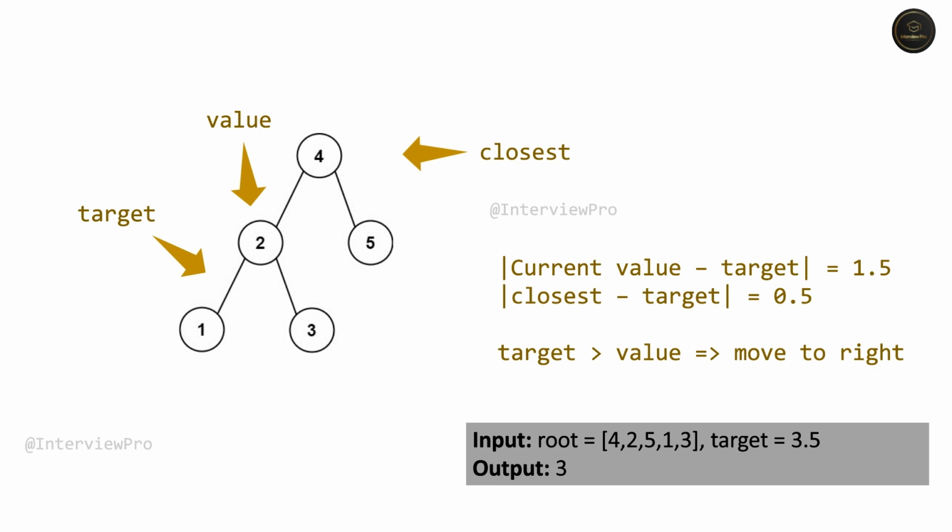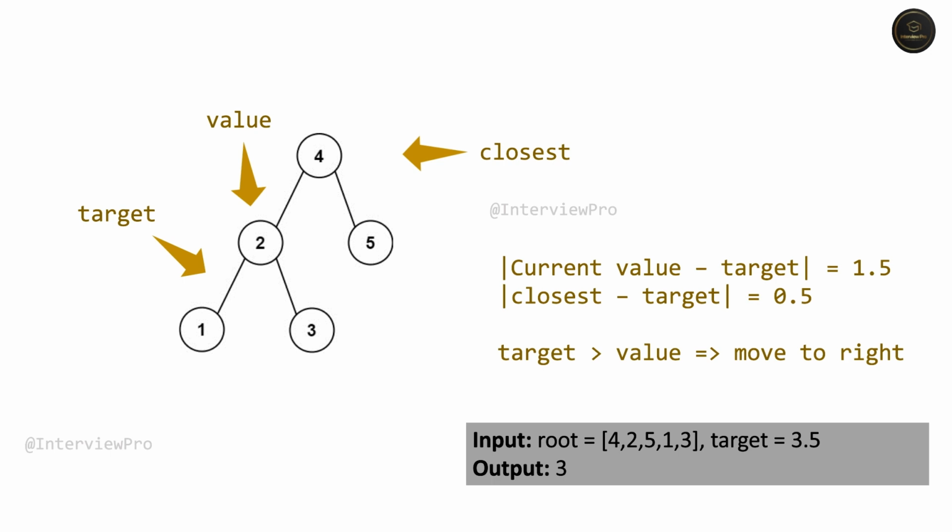And what is the difference now from target to the current value? It is 3.5 minus 2, which is 1.5. And what is our previous difference? It was 4 minus 3.5, 0.5. So when we compare 4 and 2, what is the closest value to the target? The one with the distance 0.5, right? So 4 is still our closest value.